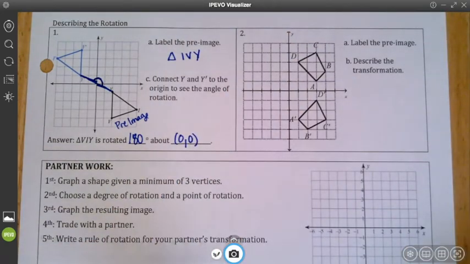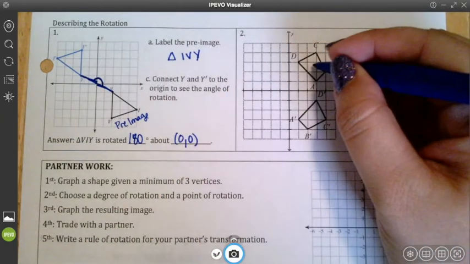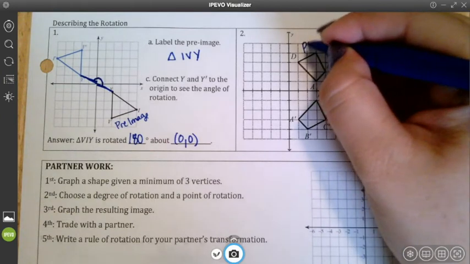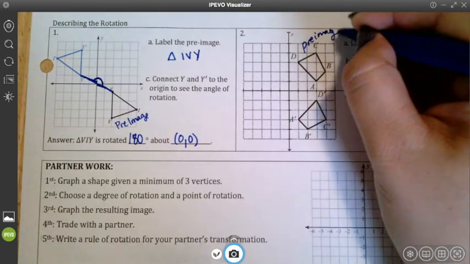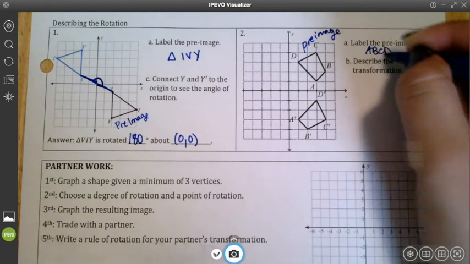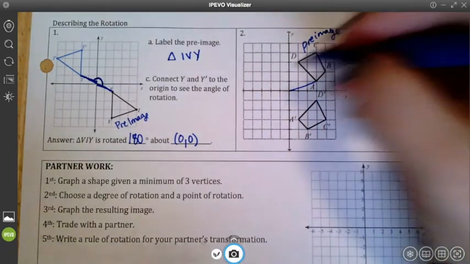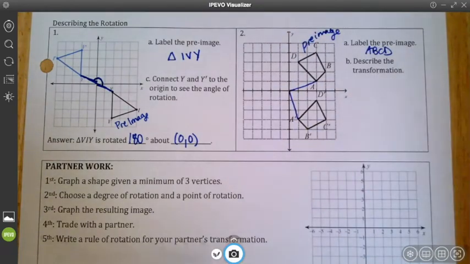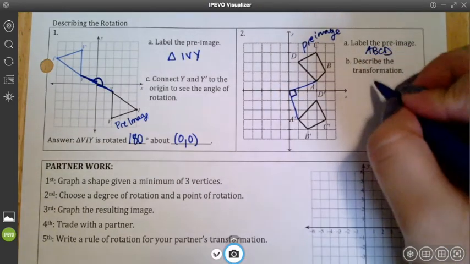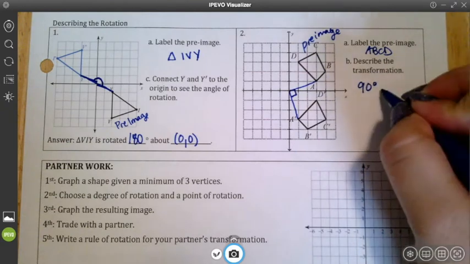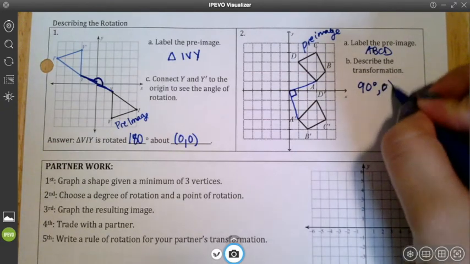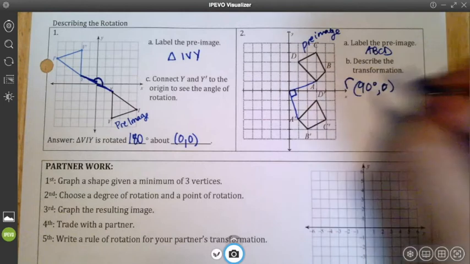For number 2, again, we want to label the pre-image. It's the one without the primes. This is the pre-image, A, B, C, D. Describe the transformation. Well, if we look from A to A prime, that looks like a 90-degree rotation about the origin, and rotation is the little r.